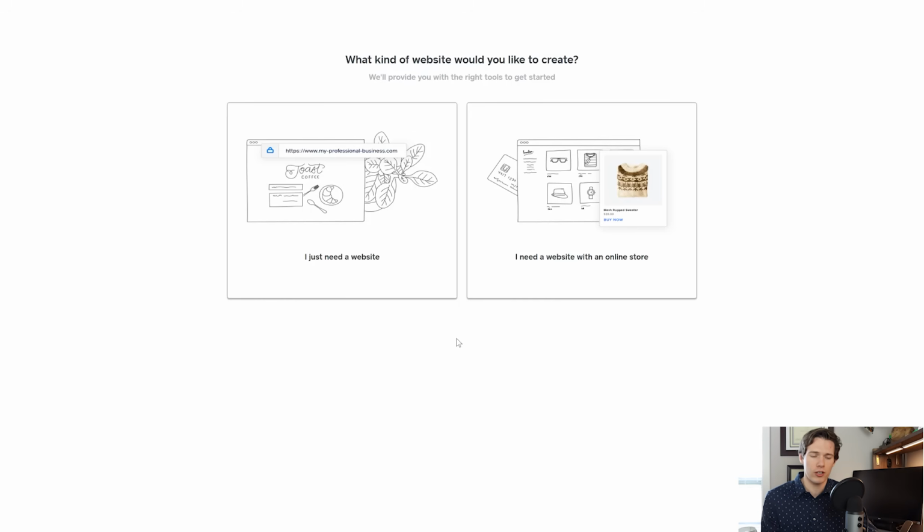But once you sign up for an account, it brings you to the very next page. Again, I really like the clean layout right here. So it says, do you want to just have a website, or do you want a website with an online store? I will make another video in the future about online stores in particular, or we can add one if we really want one. But right now, I'm just going to say I just need a website, and I'll show you how we're doing that in this video.